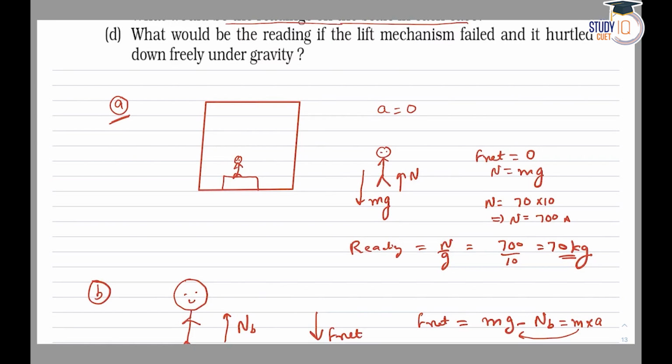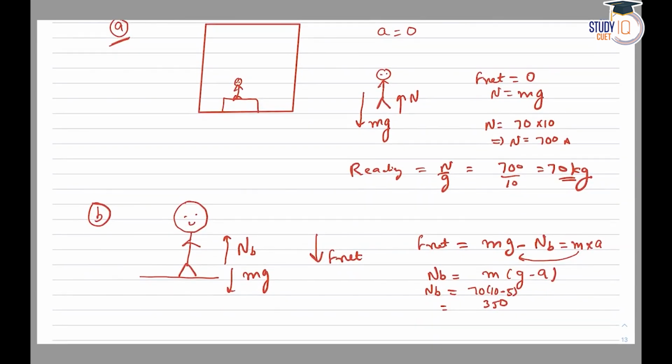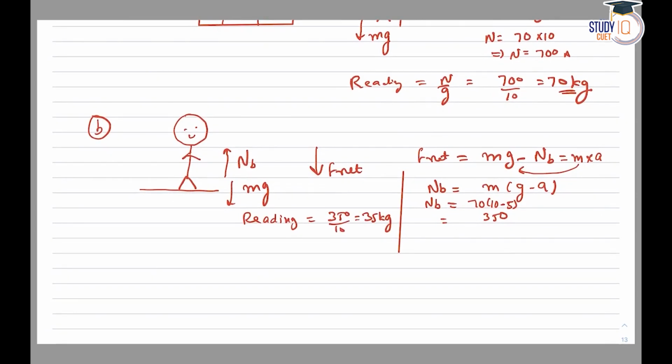In order to put in the values of m and g, we have NB, that is the normal by the lift, equal to 70 into 10 minus acceleration, that is 5. So this value comes out to be 350 Newton. Again, in order to find the reading, divide this 350 by g. So in B case, the reading would be 350 by g, which is equal to 35 kg. So in the second part, the reading given by the weighing machine is 35 kg.